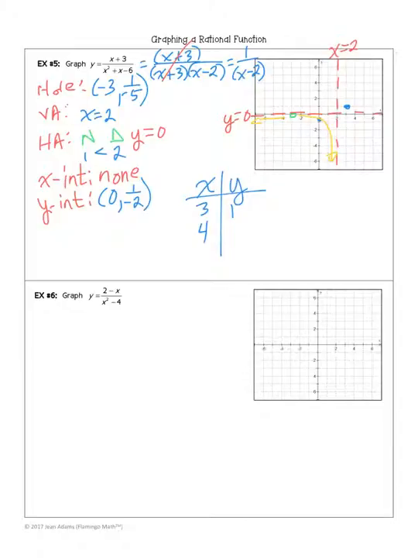And then let's plug in 4. 4 minus 2 is 2. So I get 1/2. So as x is 4, we get 1/2. So my guess is that we are going to have a branch that goes like this. And that's it.